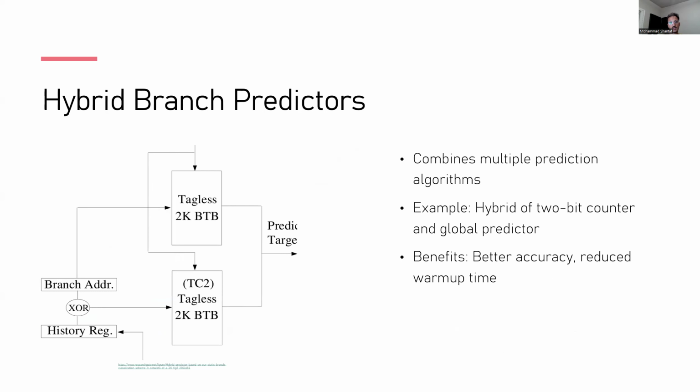Next here, we'll talk about the hybrid branch predictors, which is going to sum up our whole slide lecture today. It combines multiple prediction algorithms, and an example of it is a hybrid of 2-bit counters. The benefits behind it are better accuracy and reduced warm-up time. Over here, we have a branch address and a history register as well. As seen, it's connected to a tagless 2K BTB and a tagless 2K BTB, and both of them are predicting our target at a better accuracy and reduced warm-up time.